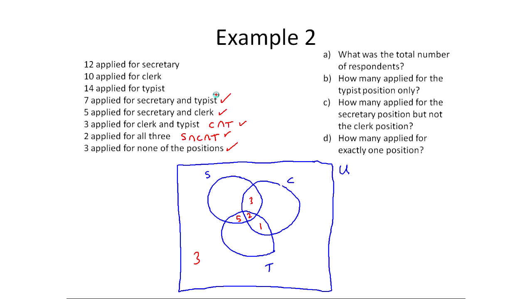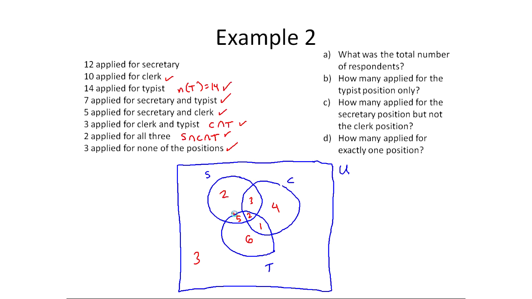All right. When it says 14 applied for typist, what it's saying is the size of T is 14. But we already have some of the elements in T accounted for, the 5, the 2, and the 1. So that's 7, that's 8 accounted for. That means there must be 6 that applied for typist alone. Now when you add up everything inside of T, you get the total number of elements. Same idea for clerk. 10 applied for clerk, but because of the people that apply for multiple positions, we already counted some of them. So we already accounted for 6, so there must be 4 more. And then same idea for secretary. We got 12 total. 10 are accounted for, so there'd be 2 here.